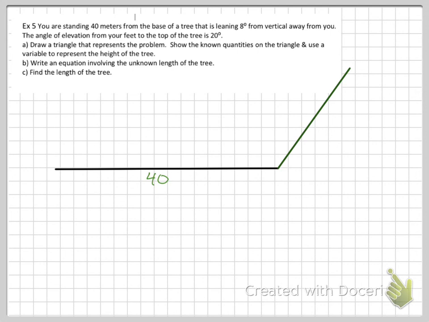8 degrees from vertical. So vertical, obviously, is here. My picture's not to scale. 8 degrees from vertical, that's 8 degrees. The angle of elevation from your feet to the top of the tree is 20. From your feet to the top, I guess I'll make it a solid line. From your feet to the top of the tree, the angle of elevation from the ground up is 20. Draw a triangle that represents the problem, show the known quantities on the triangle, and use a variable to represent the height of the tree. X.